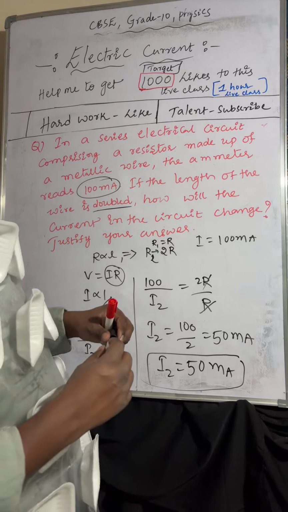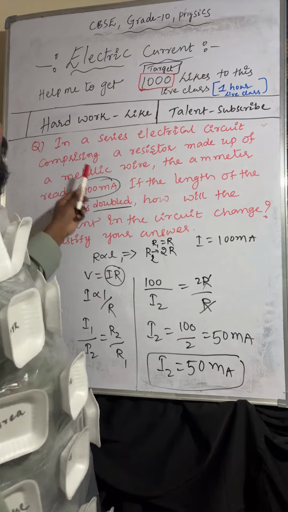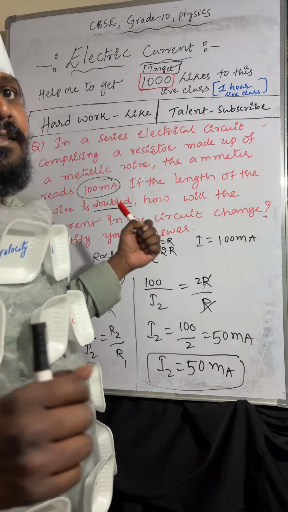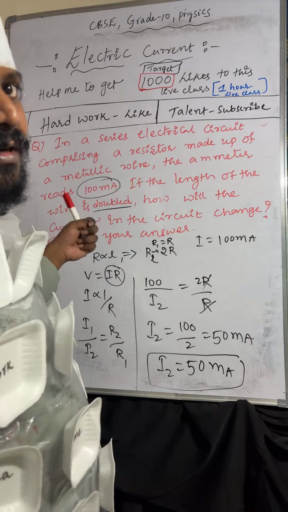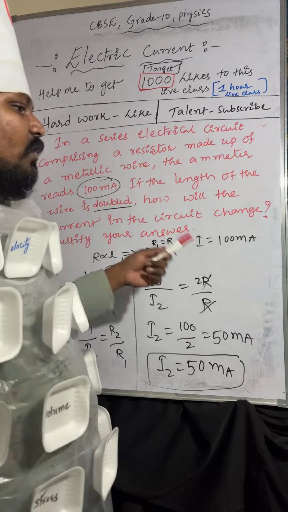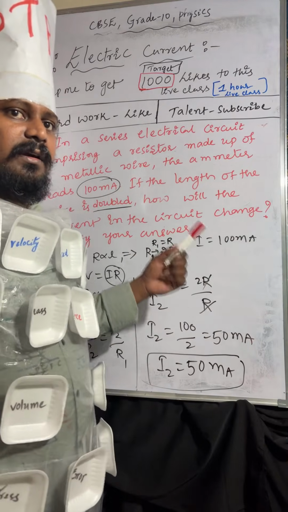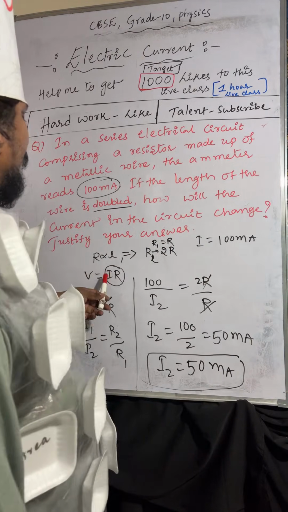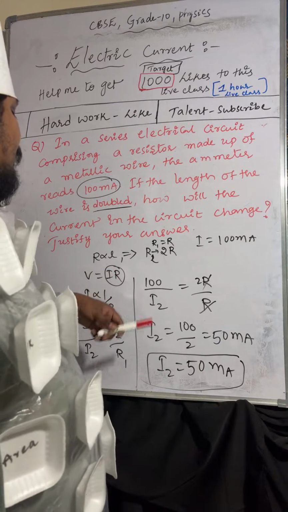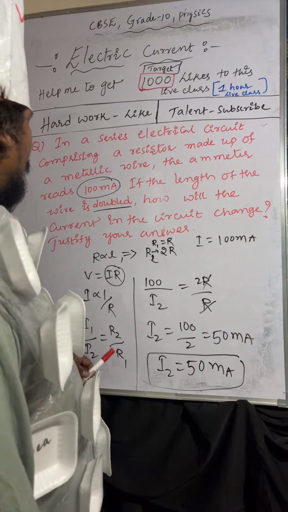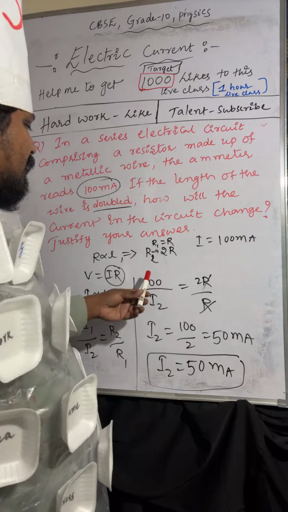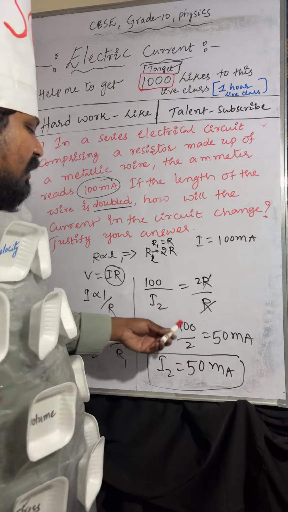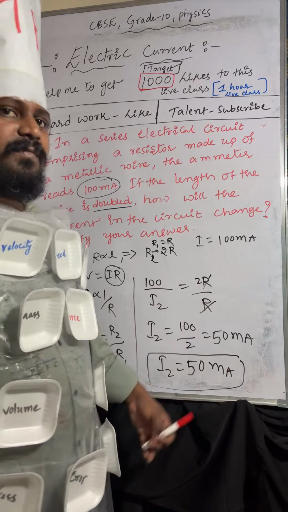Once again I'll explain. Here current is given, and the length of the wire is doubled. If the length of the wire is doubled, automatically resistance also will become double, since R equals rho into L by A. So V equals IR, I is inversely proportional to R. I1 by I2 equals R2 by R1, so 100 by I2 equals 2R by R. R and R get cancelled. Then you'll get I2 equal to 100 by 2, that is 50 milliampere.